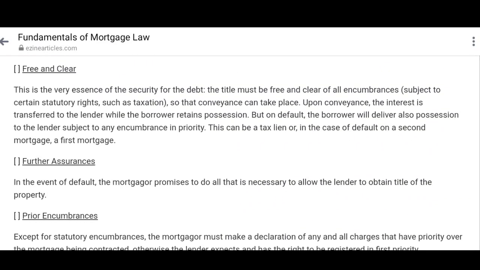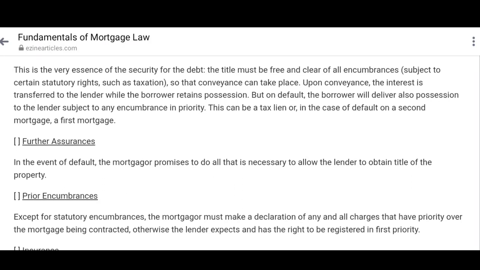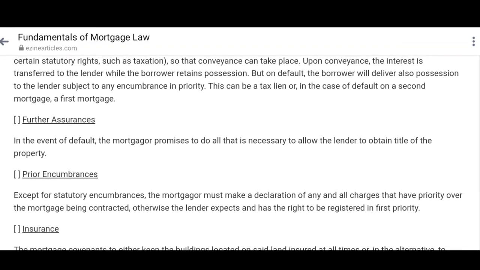Number 4. Free and clear. This is the very essence of the security for the debt. The title must be free and clear of all encumbrances, subject to certain statutory rights such as taxation, so that conveyance can take place. Upon conveyance, the interest is transferred to the lender free of any encumbrances of priority.